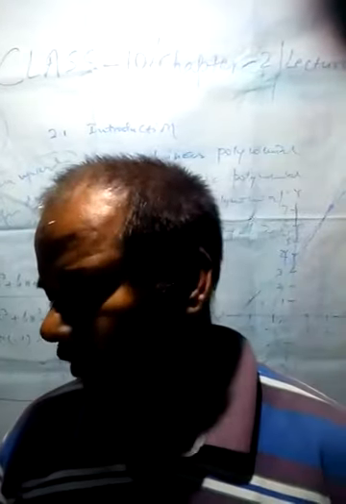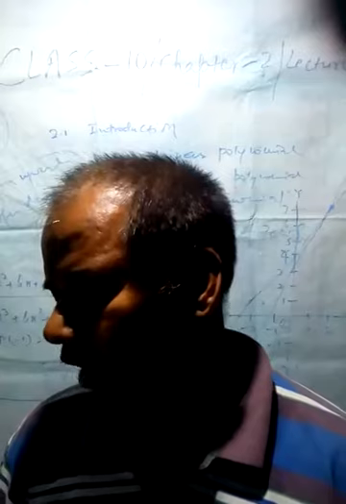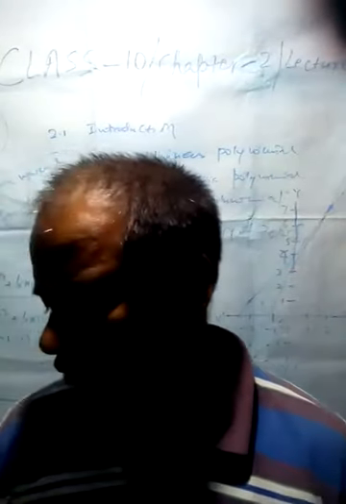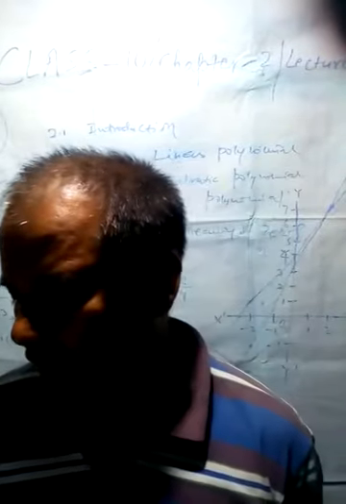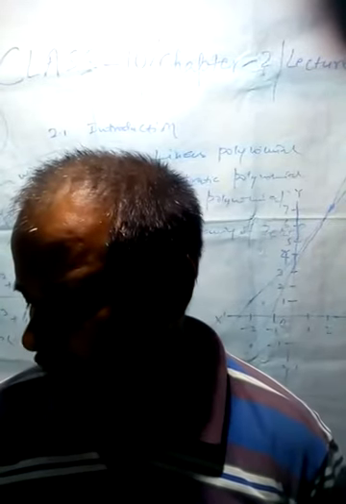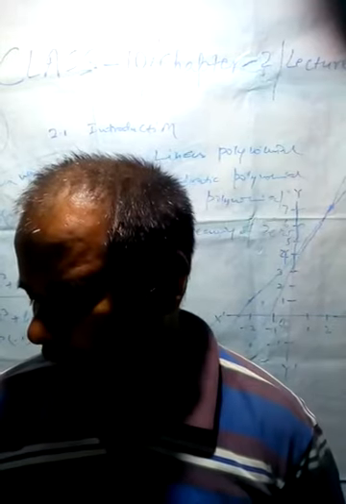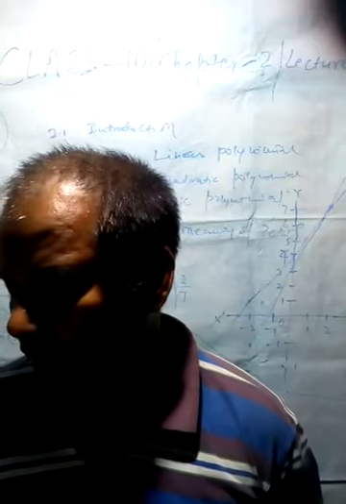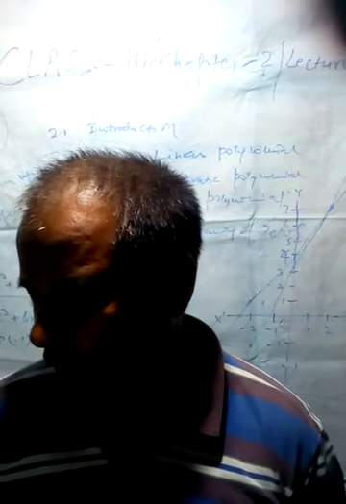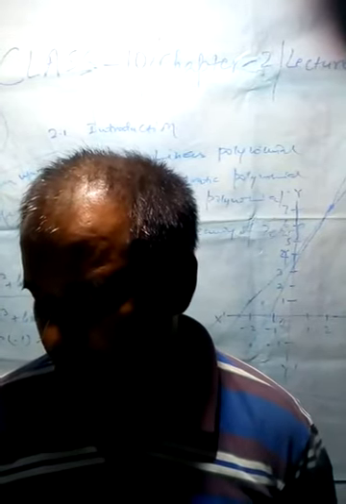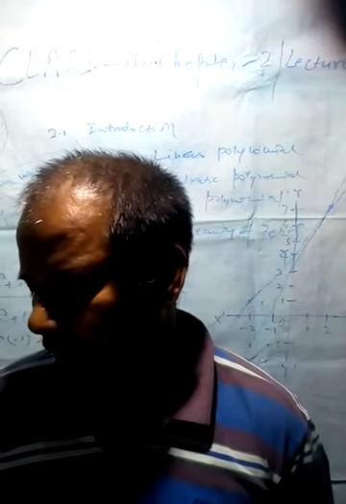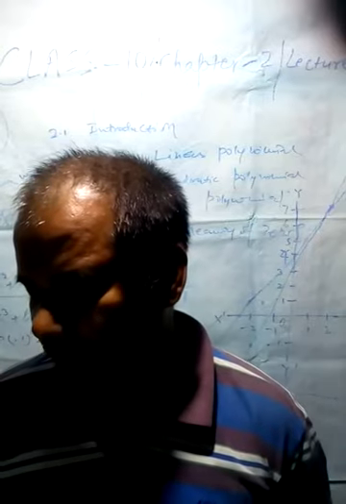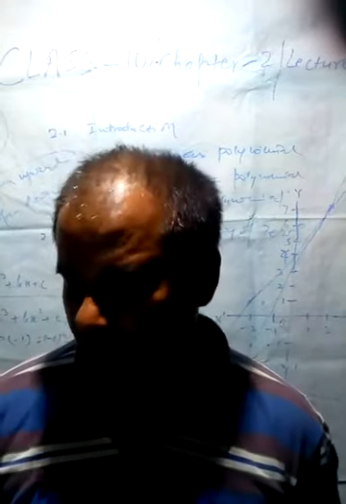You can see from table 2.1 that -1 and 4 are the zeros of the quadratic polynomial. Also note from figure 2.2 that -1 and 4 are the x coordinates of the points where the graph of y is equal to x square minus 3x minus 4 intersects the x-axis. Thus the zeros of the quadratic polynomial x square minus 3x minus 4 are the x coordinates of the points where the graph of y is equal to x square minus 3x minus 4 intersects the x-axis.